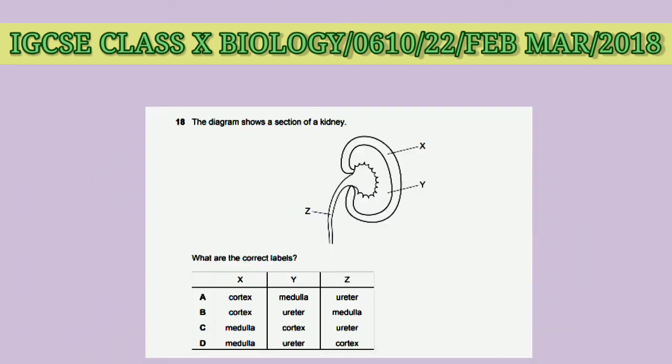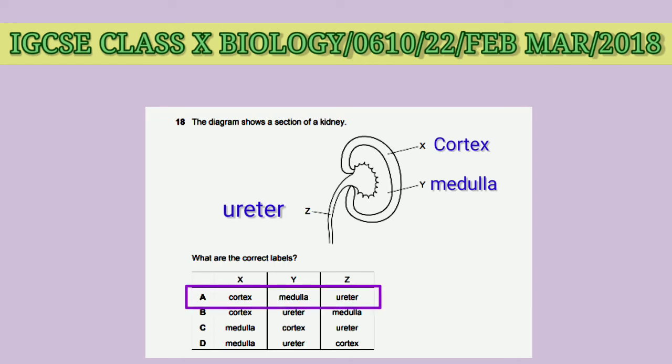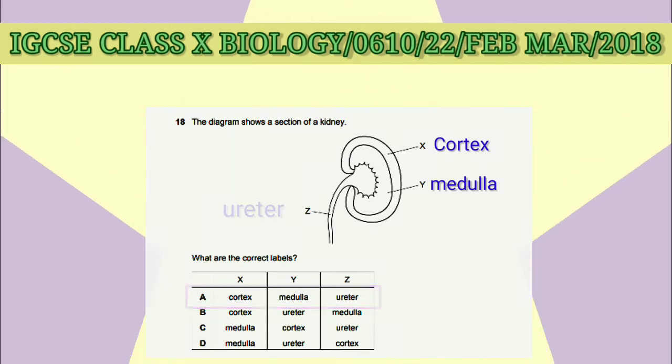18th question. The diagram shows a section of kidney. What are the correct labels? Outer part labeled X is cortex and the middle part labeled Y is medulla and Z is ureter. So correct answer here is option A. X is cortex, Y is medulla and Z is ureter.